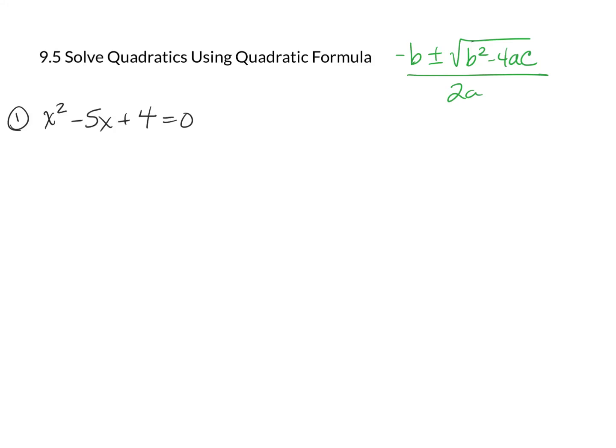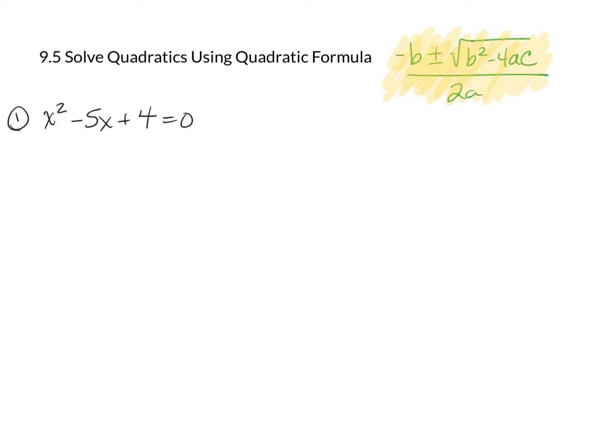All right, in 9.5, we're going to actually solve quadratics using the quadratic formula. So remember our formula, it's right here. We want to make sure you have this memorized when test day comes. This you need to know. Negative b plus or minus the square root of b squared minus 4 times a times c, all over 2a. So we're going to use that today to find the roots, the zeros, or the solutions of our quadratics.